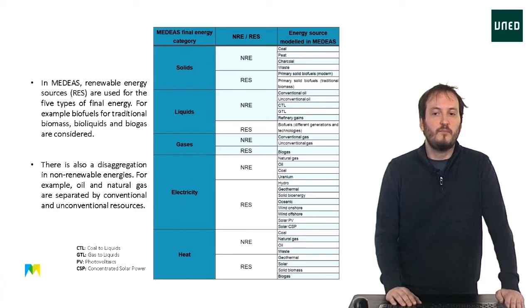This slide shows all the primary energy sources that have been modeled in MEDEAS. They are classified by renewable and non-renewable sources and by type of final energy. Renewable energy sources are not only considered for electricity and heat generation. Renewable energy sources are used for the 5 types of final energies in MEDEAS. For example, biofuels for traditional biomass, bioliquids, and biogas are considered. There is also a disaggregation of non-renewable energies. For example, oil and natural gas are separated by conventional and unconventional resources.